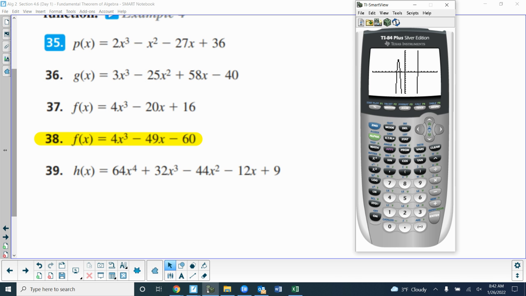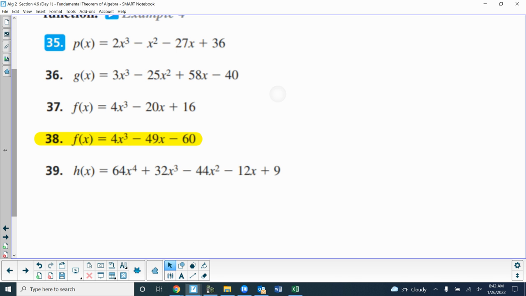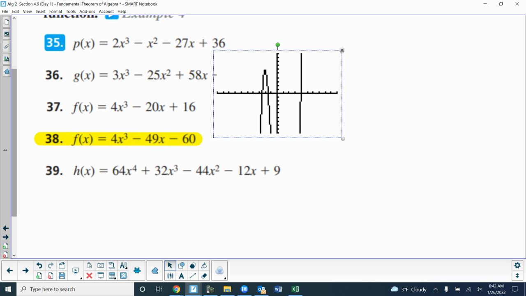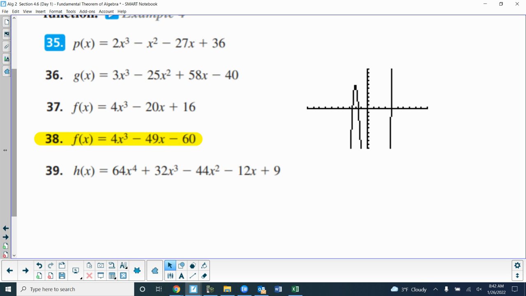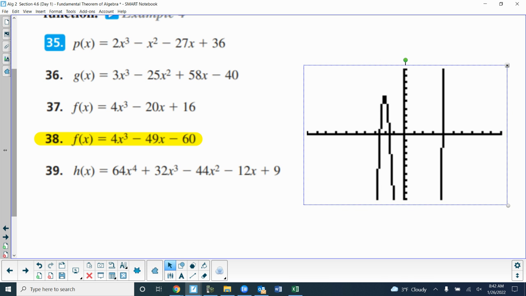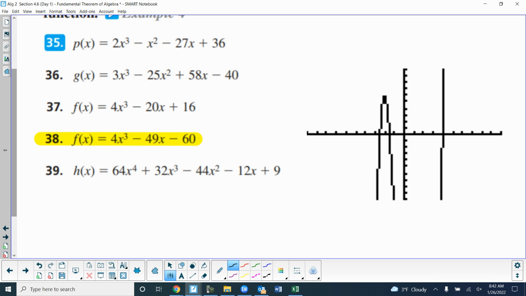Okay, so how many zeros should I be looking for? 3. Do I see 3? Yes. So they are right here, right there, and right there. Okay? These two on the left in the negative area are fractions. Looks like -1.5, -2.5, just guessing. And this one looks like a whole number 4.